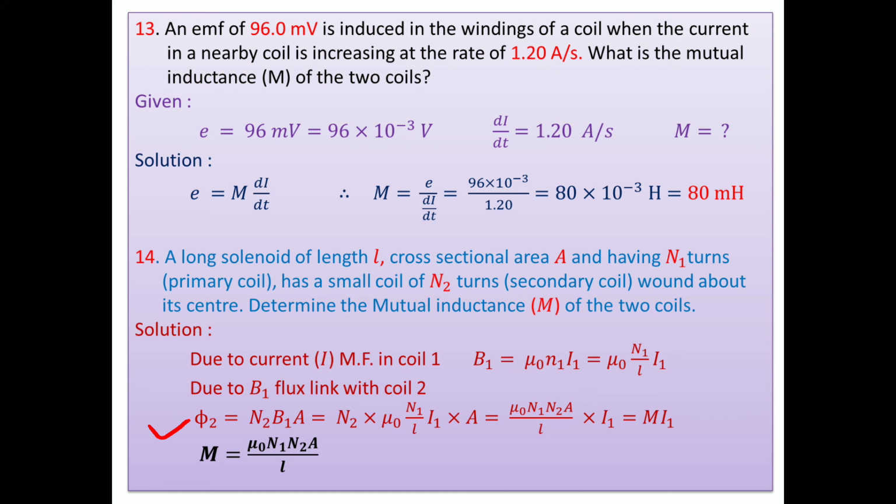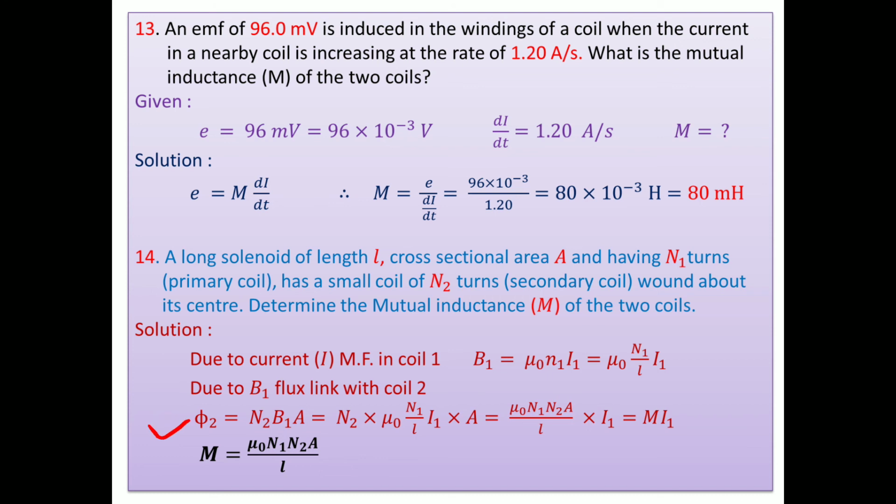So you can take here N2 B1 A. N2 into B1 is given by mu 0 N1 upon L into I1 into A, and thereafter you can take mu 0 N1 into A upon L into I1. You know that mu 0 N1 N2 A upon L, so you can take here M into I1. Here we assume M equal to mu 0 N1 N2 A upon L. This is the mutual inductance.